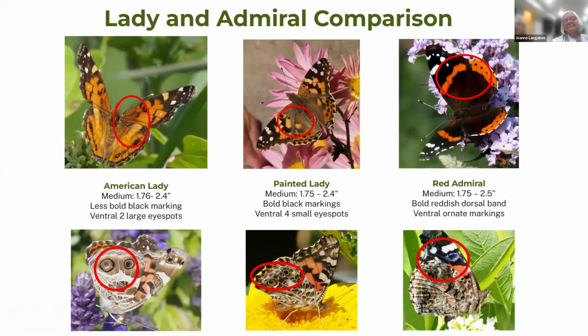The red admiral is easy to identify with the red band on all 4 wings. And when the wings are open, the red bands form a circle. It also has white spots on the tips of the forewings. And the underside looks very different than the dorsal side.